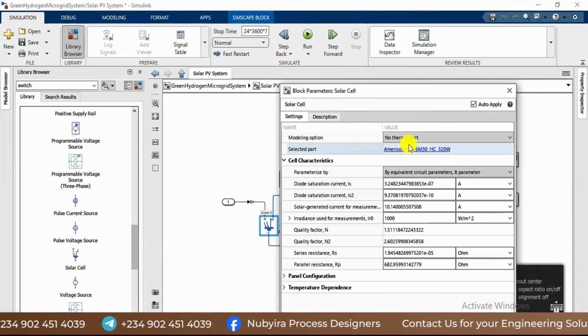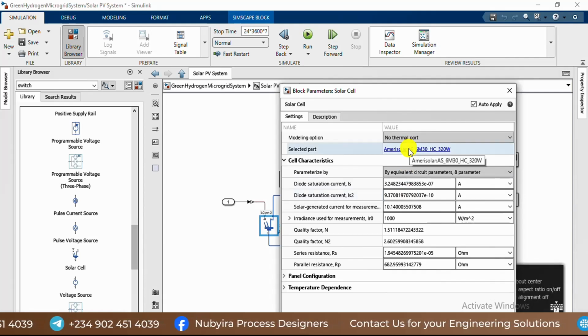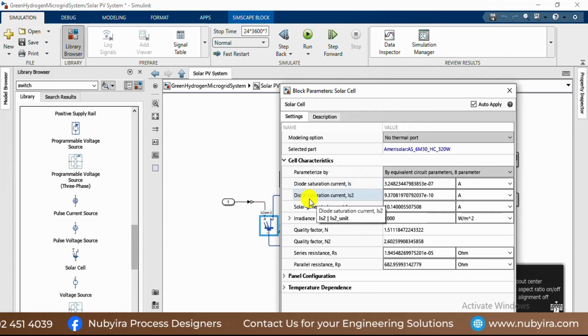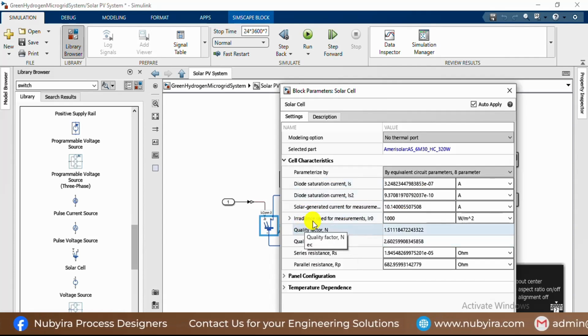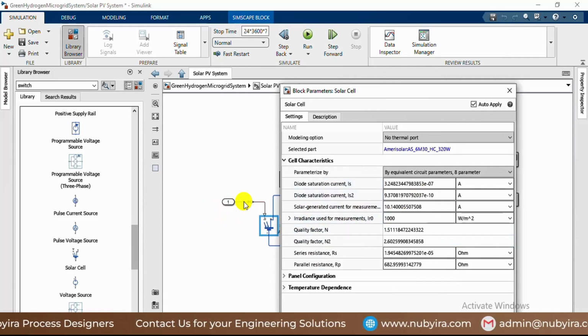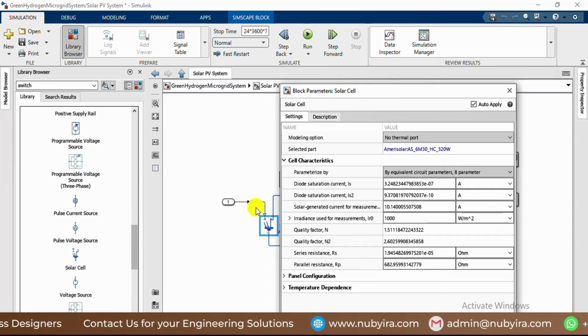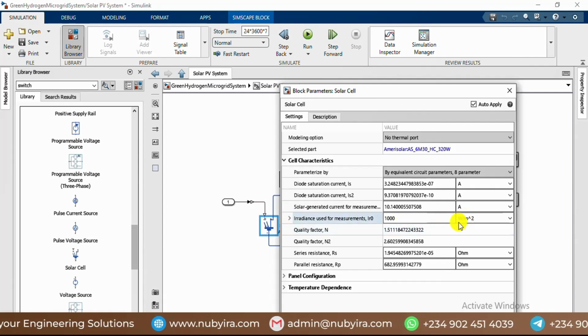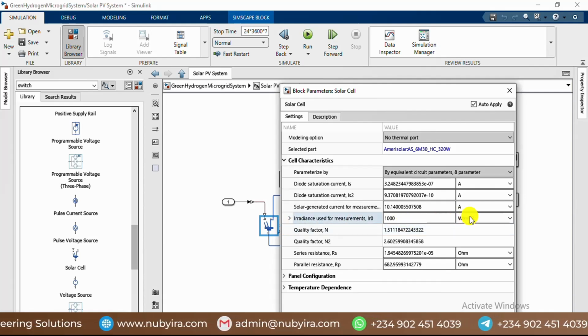From there you choose any standard PV array, or if you have the parameters of your PV array, like the diode saturation current, you put it there. Then the irradiance will be measured from the sun. The irradiance is the input to the PV array. That is the sun rate per unit area, the sun intensity, the energy intensity per unit area.